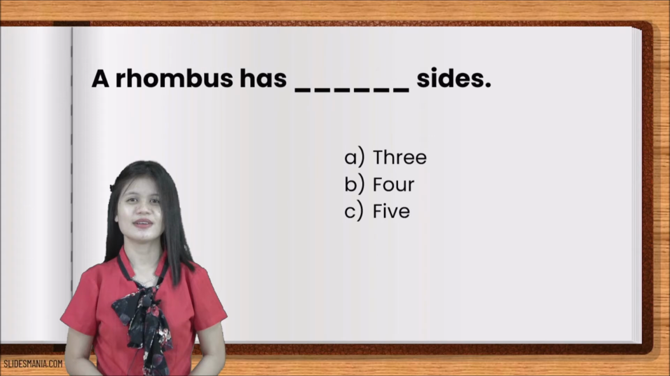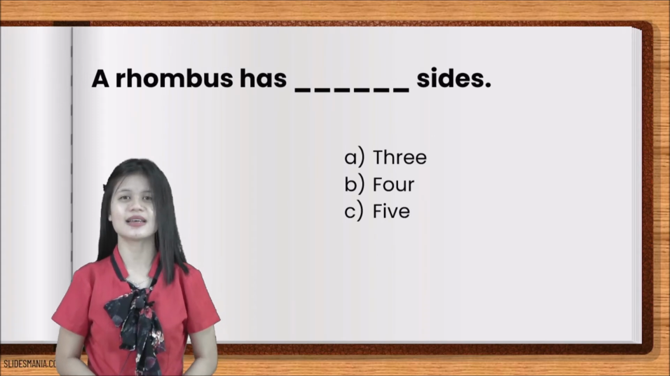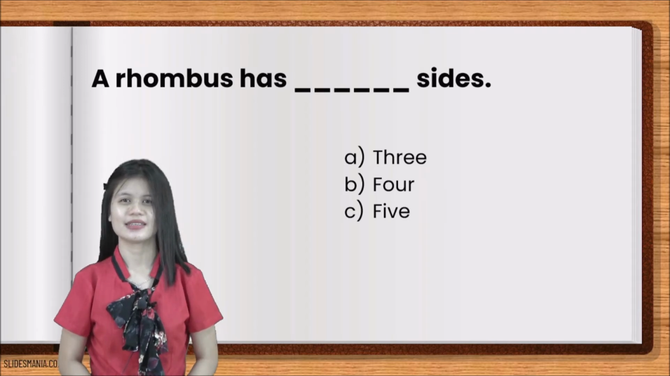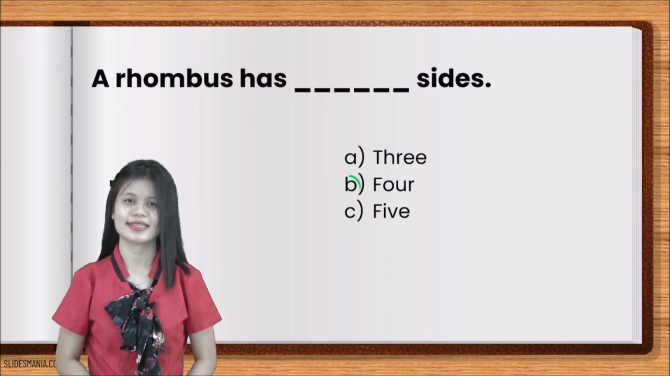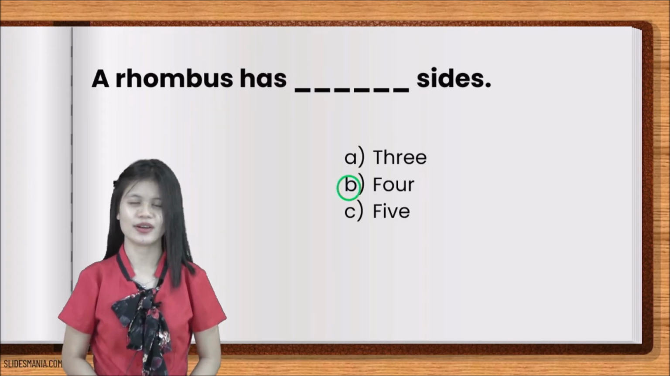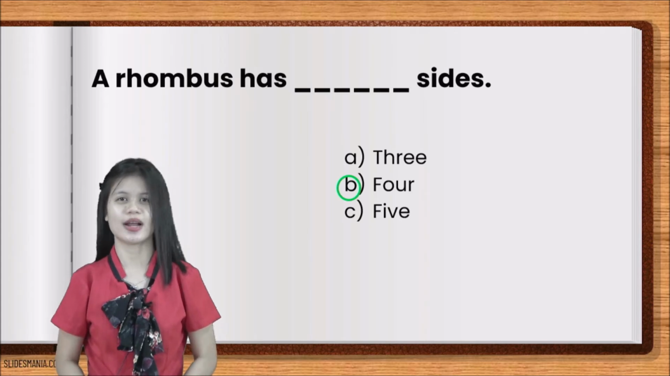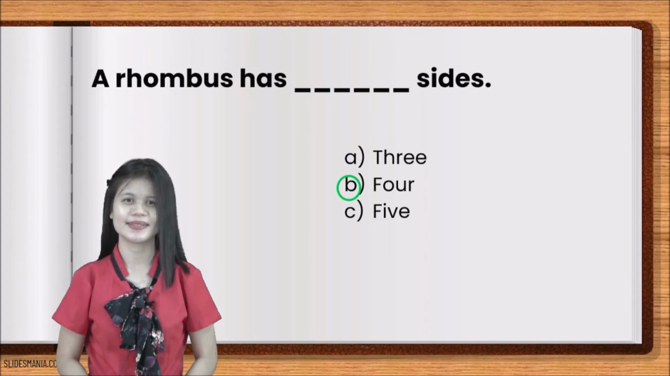Number 2. A rhombus has how many sides? Is it 3, 4, or 5? Rhombus. Yes, it is 4. It has 4 sides, same as square and rectangle.